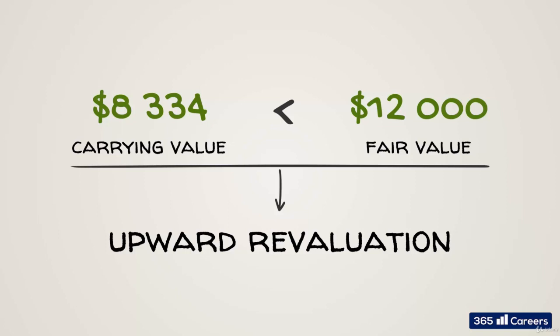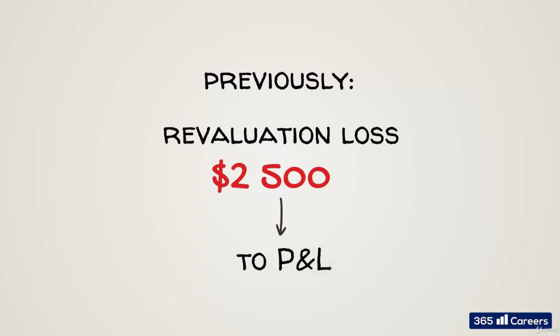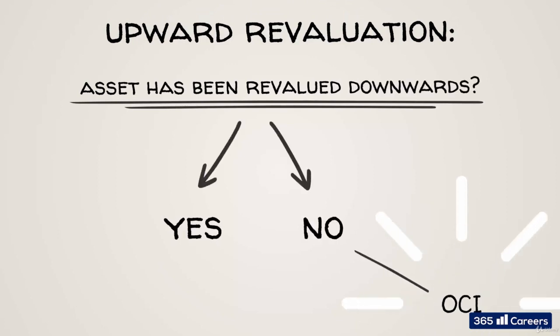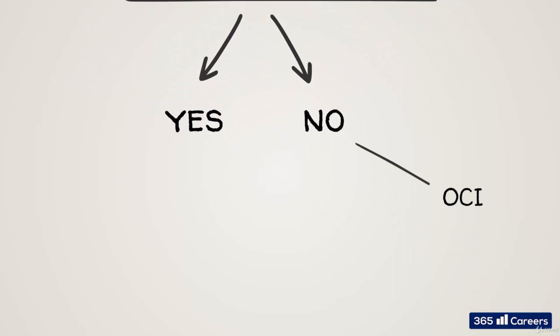This is an upward revaluation, correct? Okay. Previously, we registered a revaluation loss of $2,500. Such a loss, according to the principles of conservative accounting, goes to P&L. Instead, when an asset is revalued upwards, things are a bit more complicated. If no revaluation loss has been registered previously, we have to report the upward valuation in other comprehensive income, which is an equity account, in its entirety. It doesn't show up in the P&L statement.